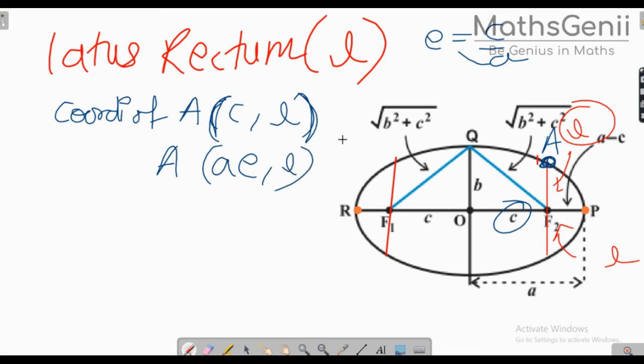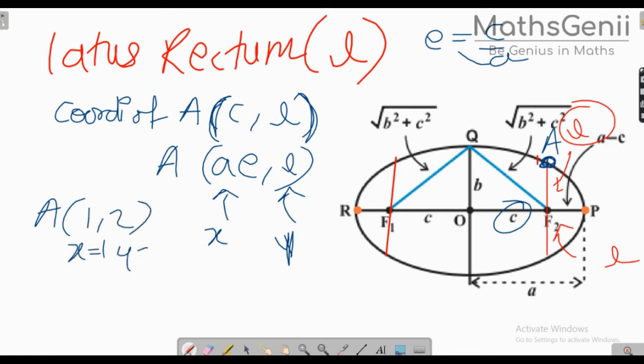So this is the new coordinate of point A. Now, this is your X distance, and this is your Y distance. How do we always write a coordinate? If I have something like 1 comma 2, what will I say? It is X is 1 and Y is 2.